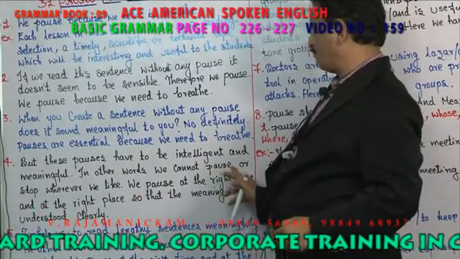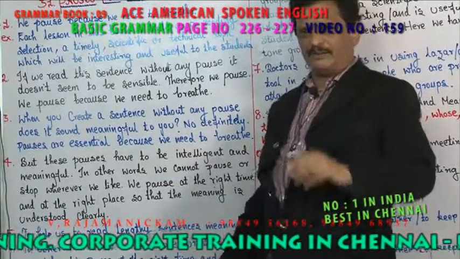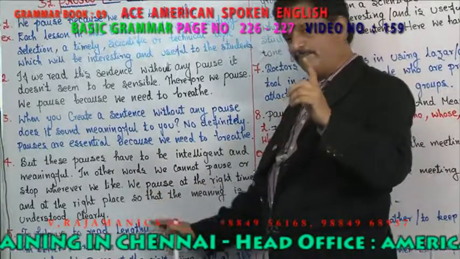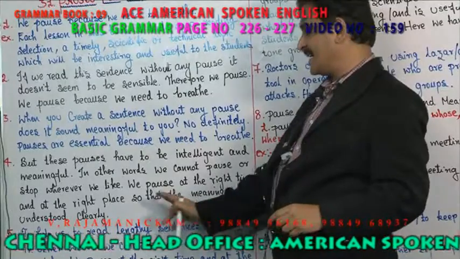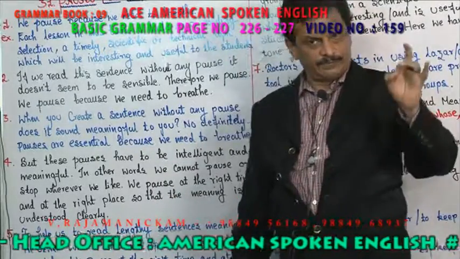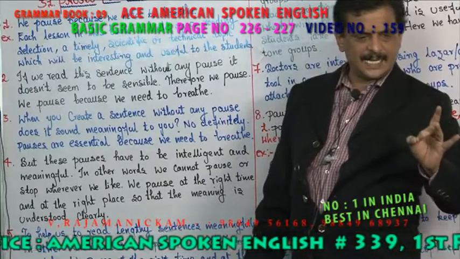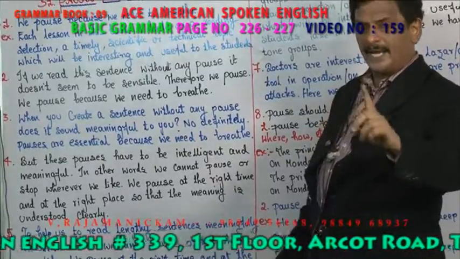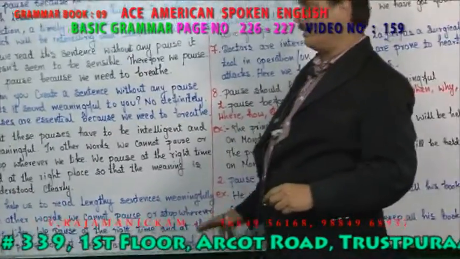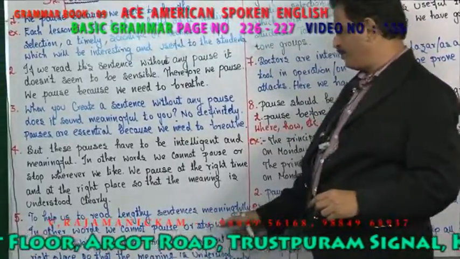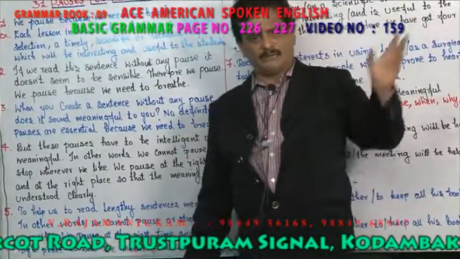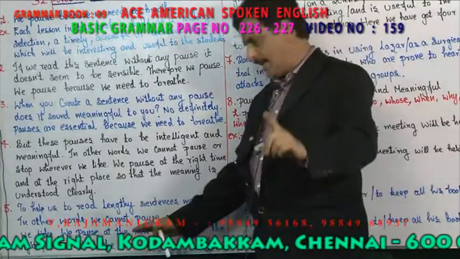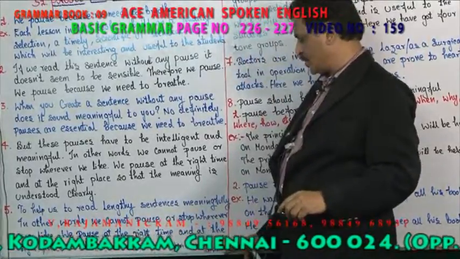In other words, we can't pause or stop wherever we like. We pause at the right time and at the right place so that the meaning is understood clearly, right, sir? So to help us read lengthy sentences meaningfully, we cannot pause wherever we like. We pause at the right time and at the right place so that the meaning is understood clearly.